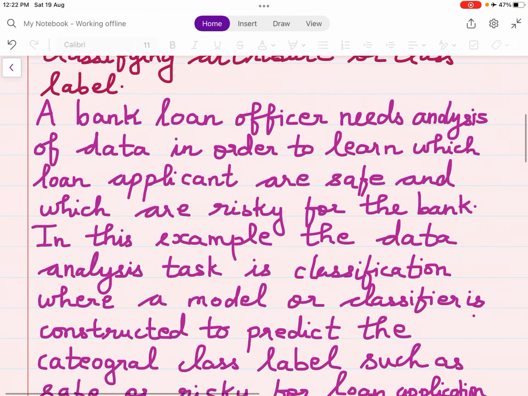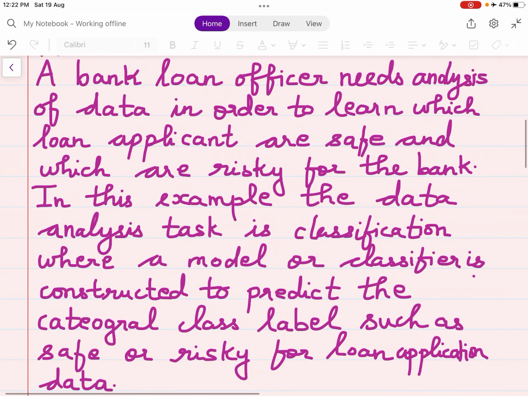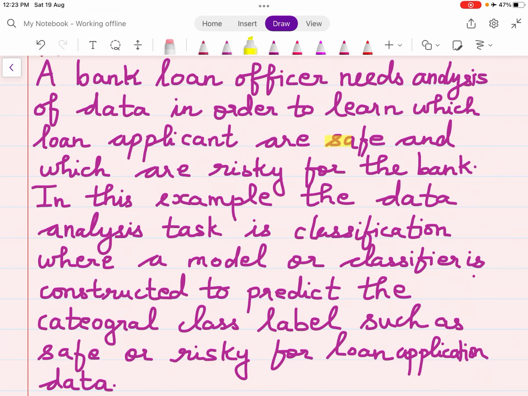So let's see an example. A bank loan officer needs analysis of data in order to learn which loan applicants are safe and which are risky for the bank. So there is a bank loan officer, and before giving a loan to a person, the officer wants to know which loan applicant is safe for the bank and which is risky. The one who is risky will not pay the bank the money, so obviously he will not be getting the loan. So for that he has to classify the customers based on safe and risky.